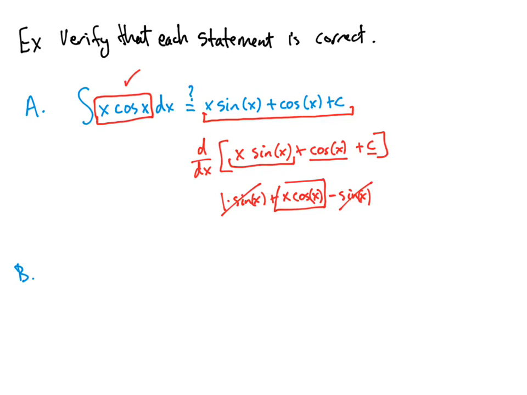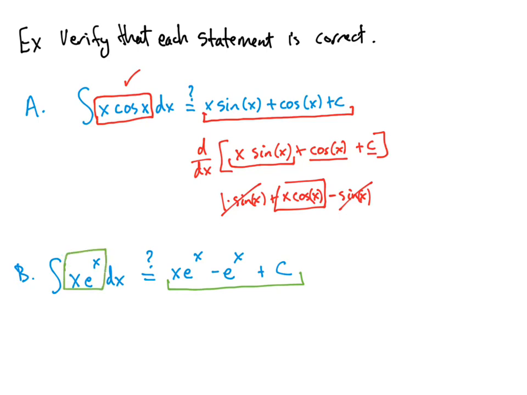Next, let's say we have the integral of x times e to the x dx, and let's show that that is equal to x e to the x minus e to the x plus c. So again, we'll take the derivative of the antiderivative and see if we end up with our original function here. Okay, so d dx of x e to the x minus e to the x plus c.